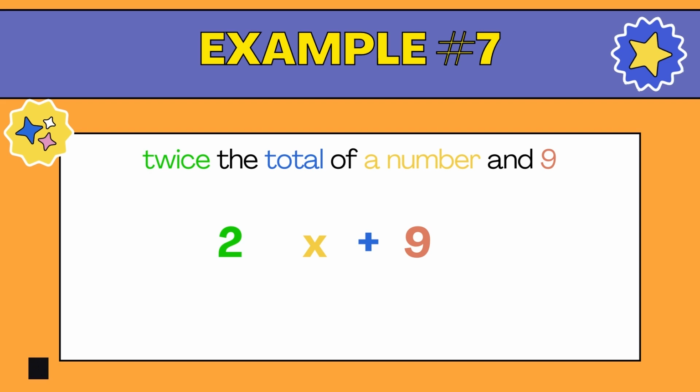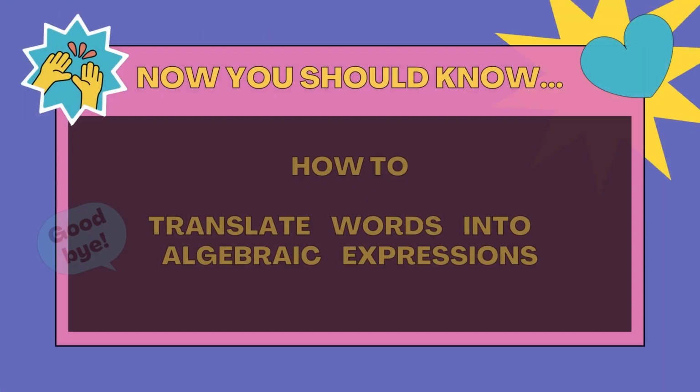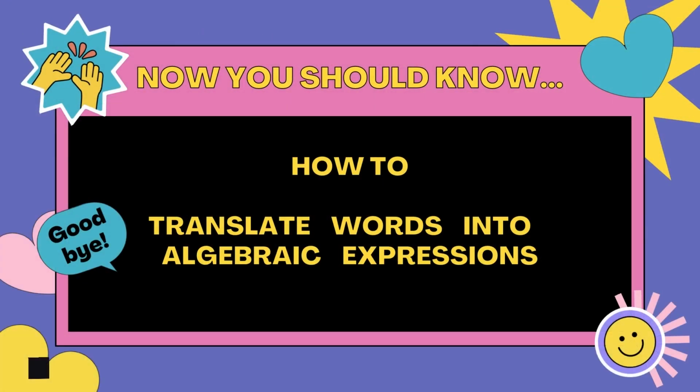Now the issue here is the 2 is being multiplied times the entire total. So we need to put some grouping symbols around the total of a number and 9. So we simply add some parentheses around the outside of x plus 9. So the phrase twice the total of a number and 9 can be written as 2 times the quantity of x plus 9. Now you should know how to translate words into algebraic expressions.